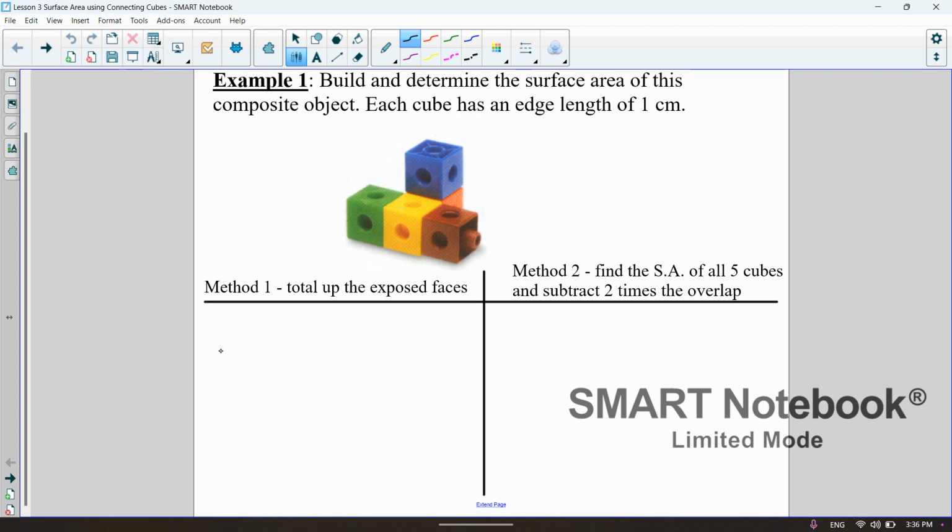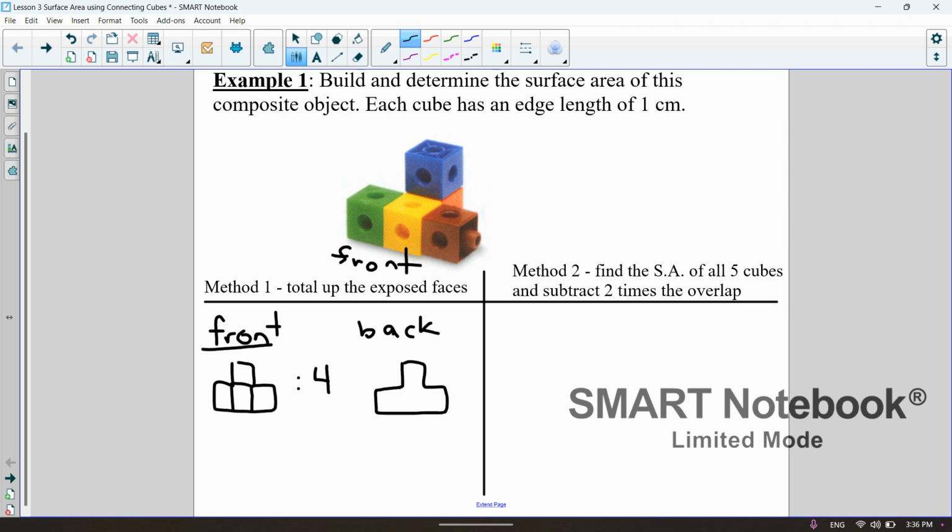So the front view would look like this. If I were to take it and rotate it to the front, I'm calling this over here the front, we would have a diagram that looks like this, which has 4 surfaces in it. I would then also look at the back. Back is going to look exactly the same from a 2-dimensional standpoint. So it's going to have 4 as well.